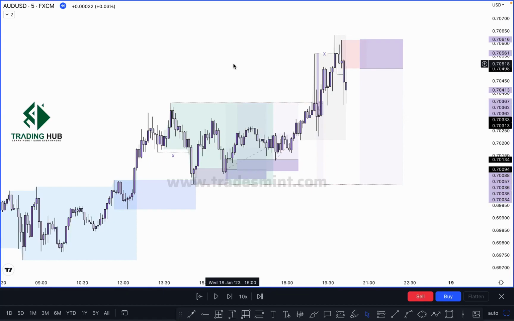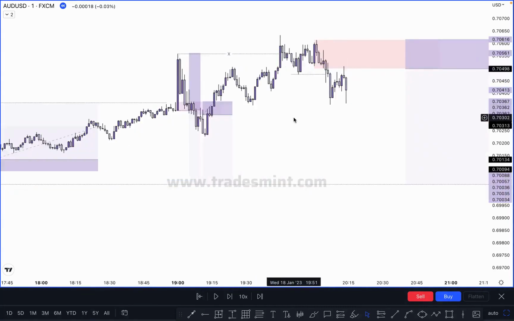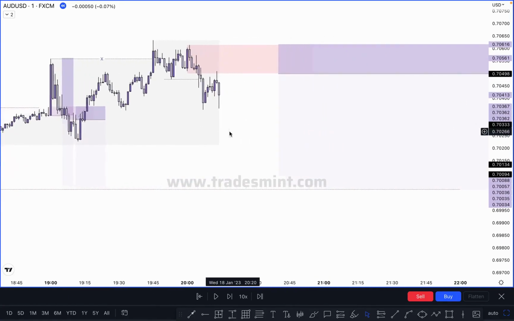If you don't wanna add more position in a 1 minute, then no need to switch to a 1 minute time frame. Simply you can trade based on the 1 minute order block. Now let's see what happened here in a 1 minute time frame, because sometimes you miss entry in a 5 minute, but you can catch it in a 1 minute also.